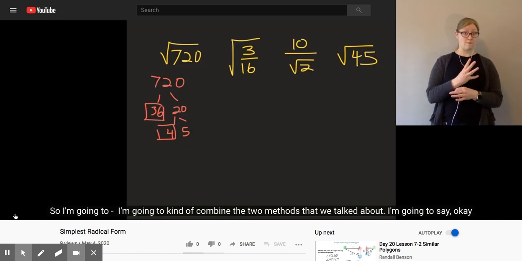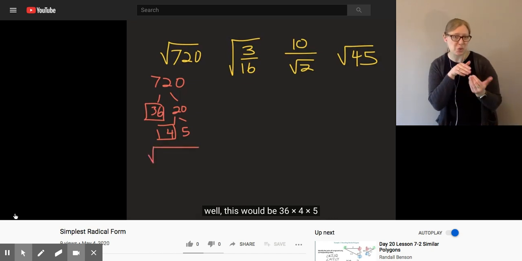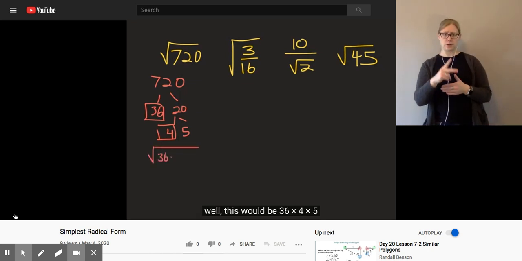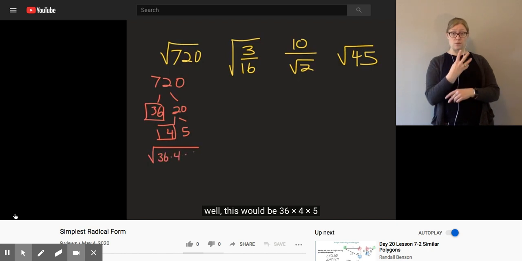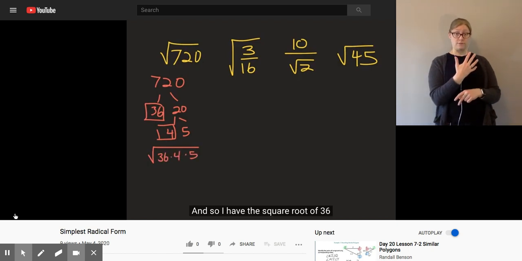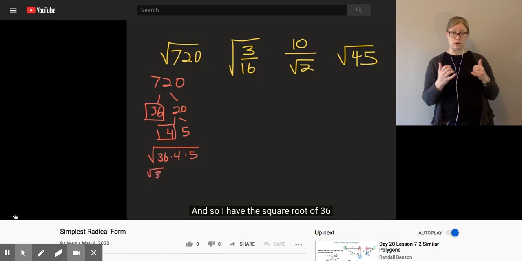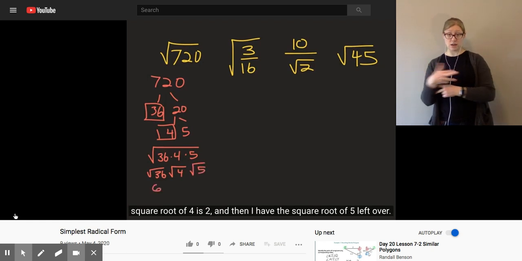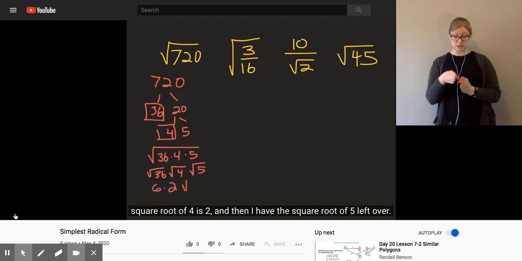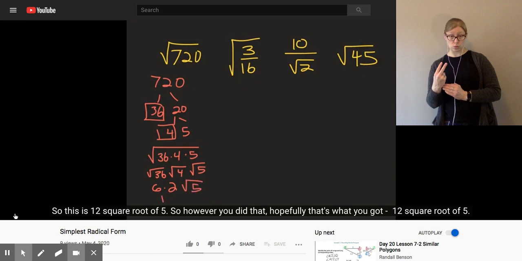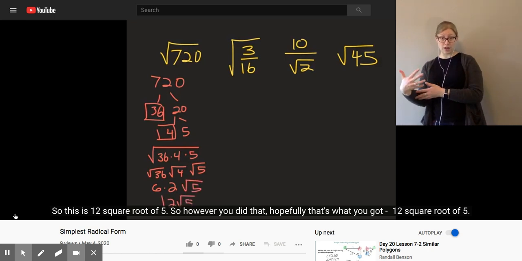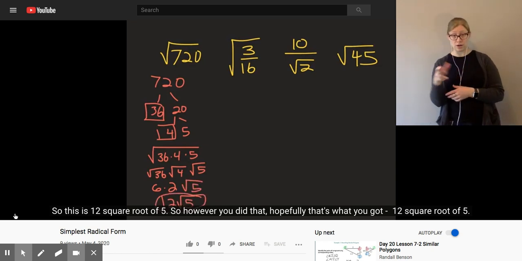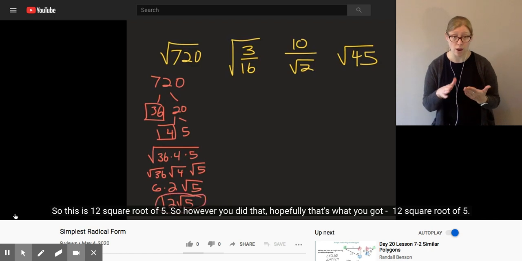So I'm going to combine the two methods that we talked about. I'm going to say, okay, well this would be 36 times 4 times 5. And so I have the square root of 36 times the square root of 4 times the square root of 5. And the square root of 36 is 6, square root of 4 is 2, and then I have the square root of 5 left over. So this is 12 square root of 5. So however you did that, hopefully that's what you got, 12 square root of 5.